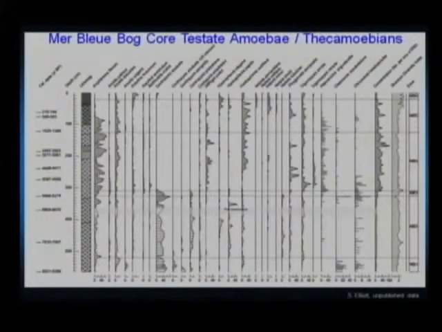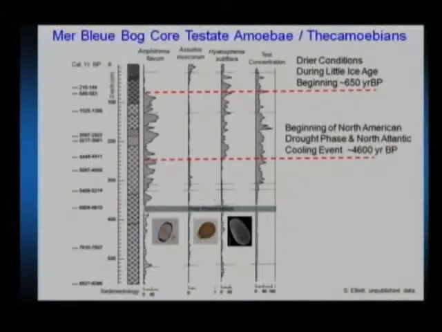But she's just a first-year PhD student and has already done an awful lot of work looking down through these cores at different sorts of species. And here, I just picked out a couple of species.